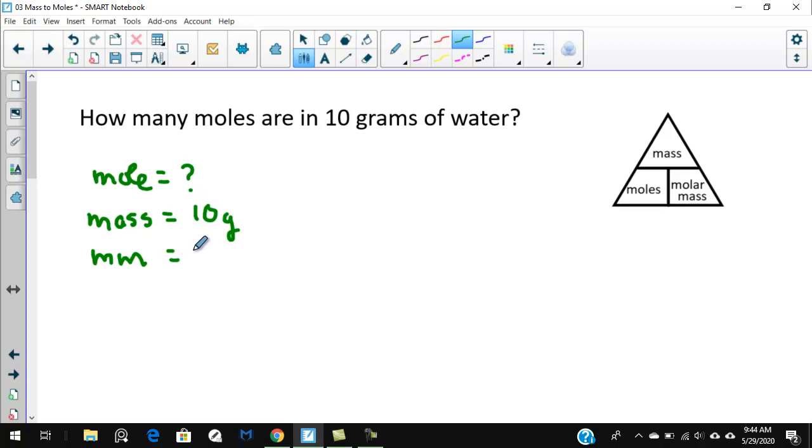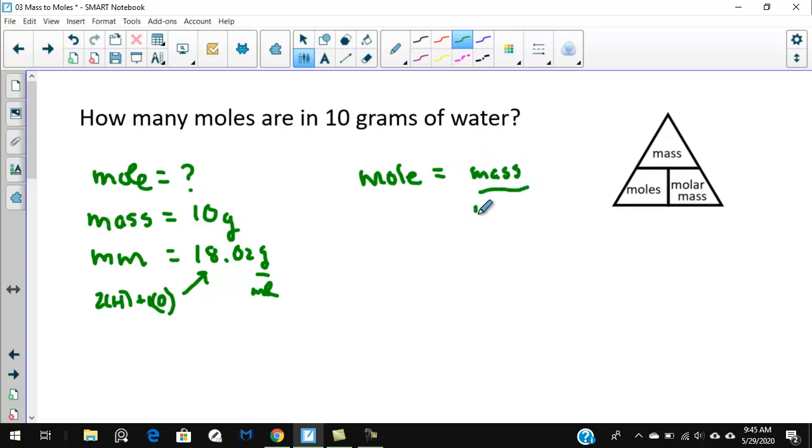So if you work that out the way we've done in the past, you end up with a molar mass of 18.02 grams per mole. Okay, I didn't just look at that, I've done that calculation before. It's going to be, of course, 2 hydrogen atoms plus 1 oxygen atom, and that comes out to be 18.02 grams per mole.